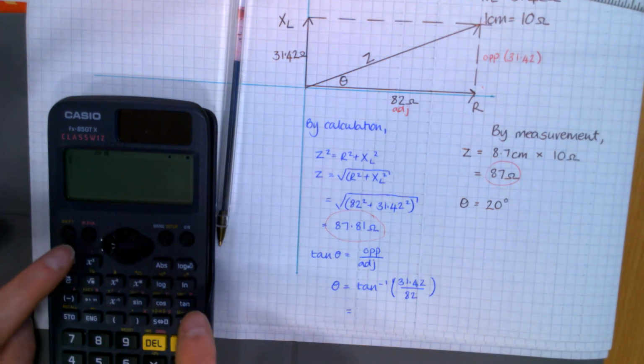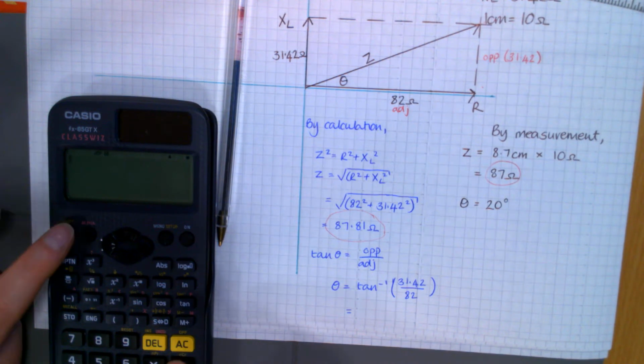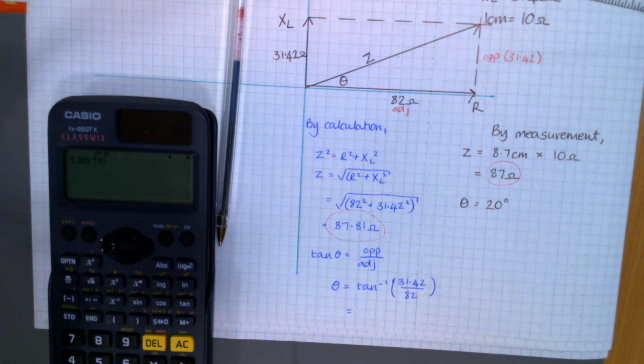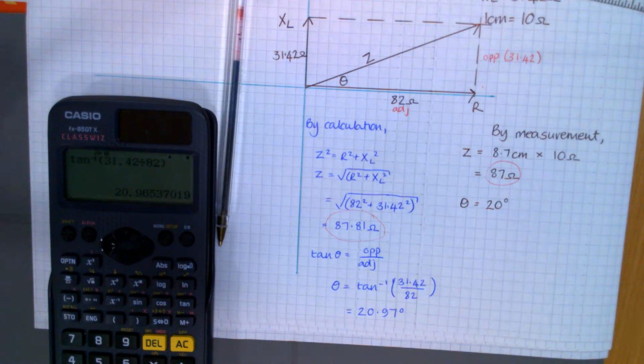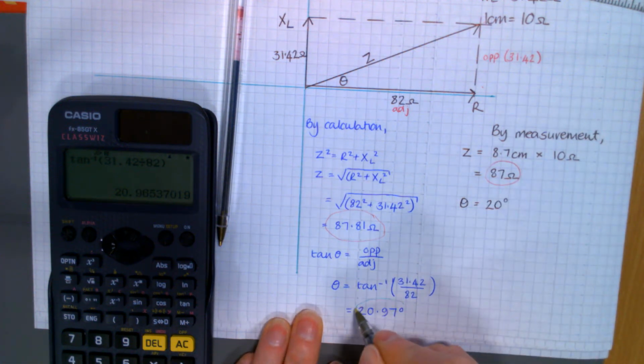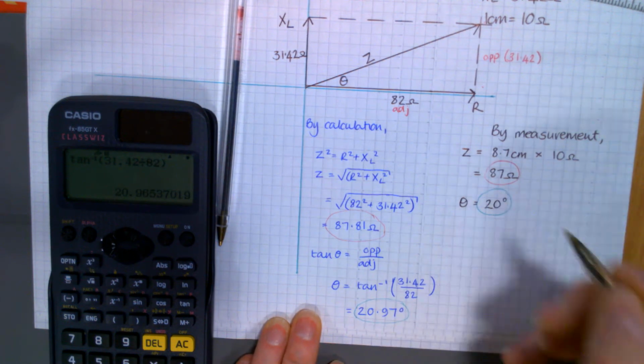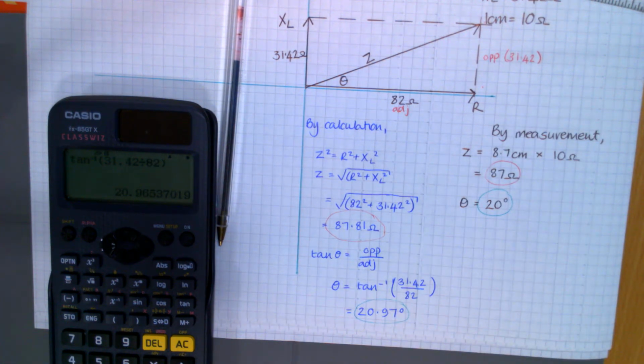So I'm going to do inverse tan, so shift tan 31.42 divided by 82. And I've got 20.97 degrees. So that calculation is very similar to that measurement there. I'd be happy that my impedance phasor diagram is correct and my calculations are correct. They both kind of back each other up. Happy with that?